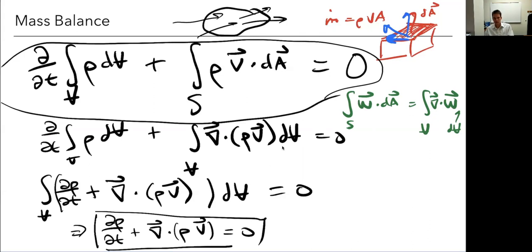All right, and that's it. There are sometimes some things we have to consider. If we have moving control volumes, we have to think about the relative velocity, but for typical cases, this is it.